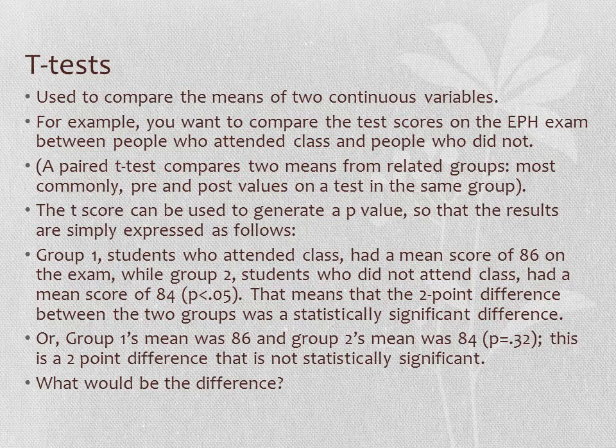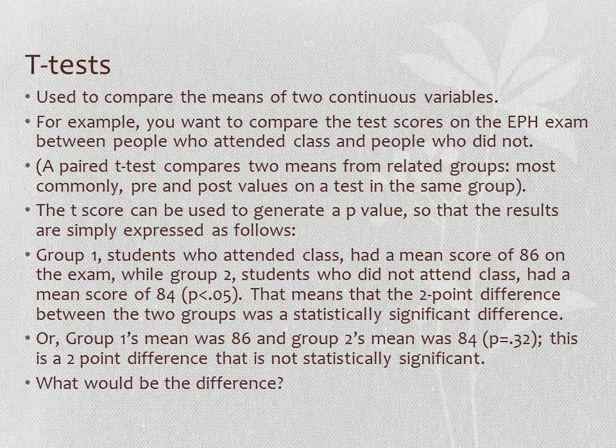There are two kinds of t-tests you can do, paired and independent. We're going to talk about independent t-tests right now, but just so you know, there is this thing called a paired t-test, which compares two means from related groups. Most commonly, it's pre and post values in the same group. The reason that it's a different test is just that if the two groups are related or the same, their values are a little bit more likely to be correlated. But for this, we're going to look at independent t-tests because it's two different groups of students, the ones who came to class and the ones who didn't.